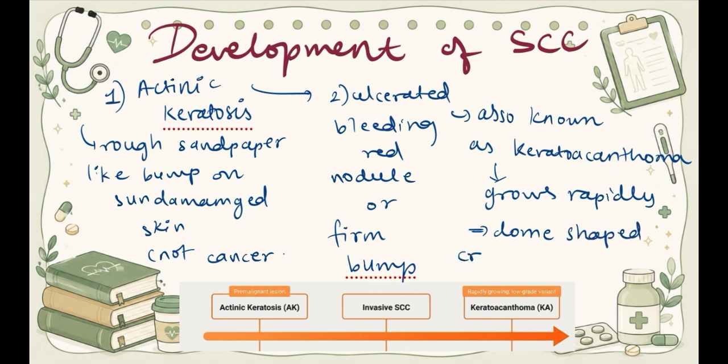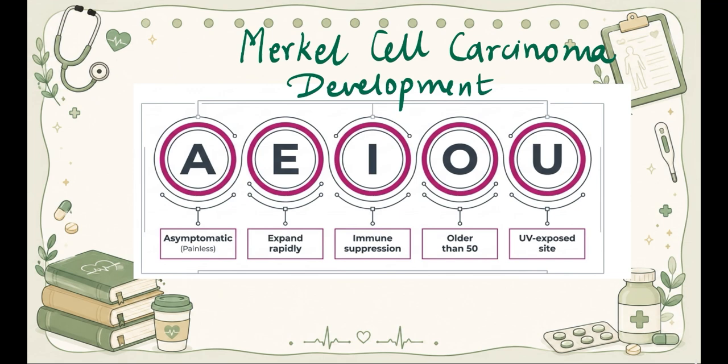Moving back to Merkel cell carcinoma. Because it's so rare, doctors need a way to reliably identify it. They use a simple profiling tool called the AIOU criteria to evaluate rapidly expanding skin nodules. A stands for asymptomatic. This means the nodule does not hurt, which is surprisingly dangerous.